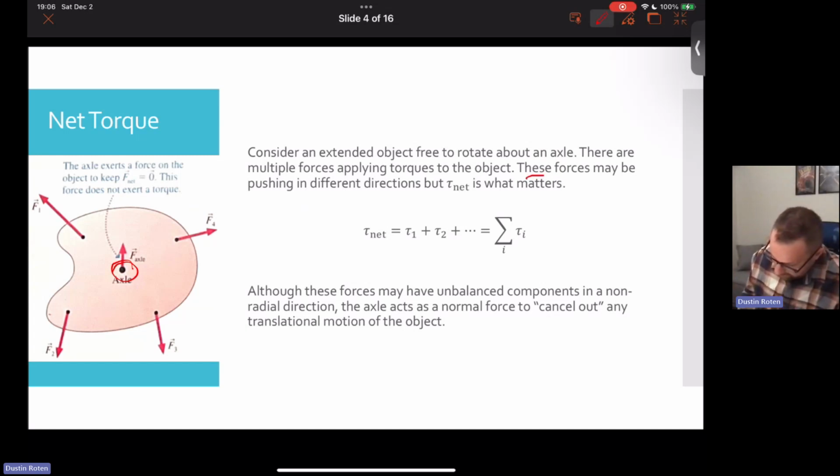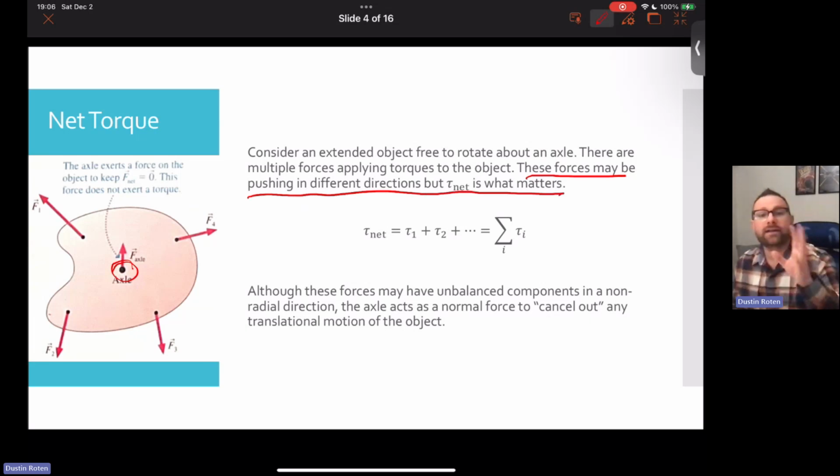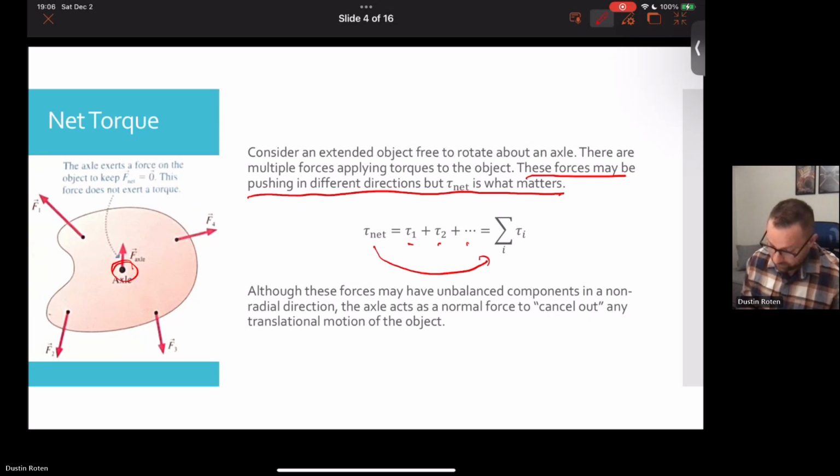So the cool thing is that even though these forces may be pushing in different directions, the net torque is all that matters. Okay, so we can actually calculate a torque for each of these forces and then just sum them up. So the important thing here is that no matter what all these forces are doing, some of them may even cancel each other out. We don't care. The only thing we care about is once we add them up, that one torque left over, that net torque, that's what's going to cause our rotation.